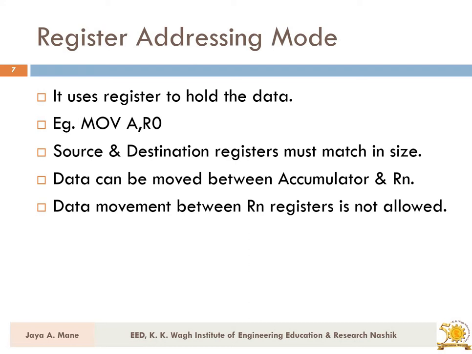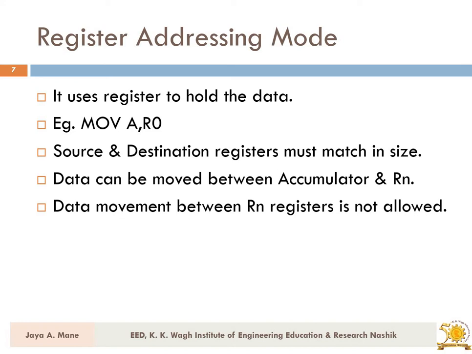So here the data can be moved between the accumulator and the registers R0 to R7. Like we have seen in the memory organization of 8051, the 8051 has 8 registers named R0 to R7. So you can move data only between the accumulator and these registers. Data between these registers is not allowed in register addressing mode. Like if I write MOV R0, R1, that would not be a valid instruction.